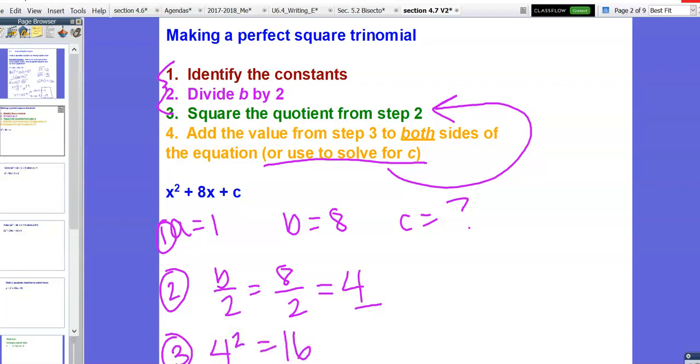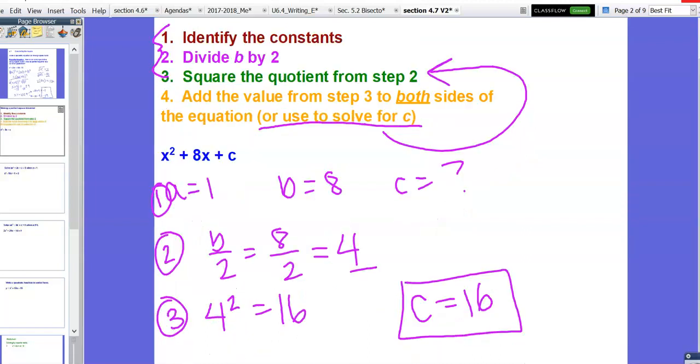So we can rewrite this equation as a difference of squares. Or I'm sorry, not a difference of squares, as a perfect square binomial. But for now, we can just solve for c. c equals 16. If we did want to write it and go on to step 4, we would say that x plus this value we got in step 2, and then squared.